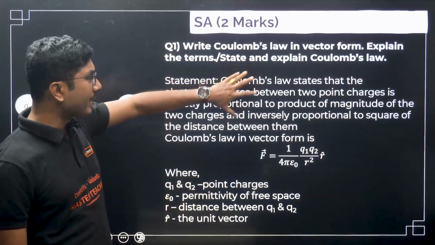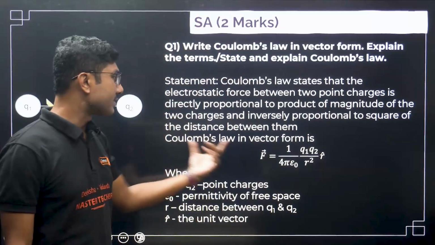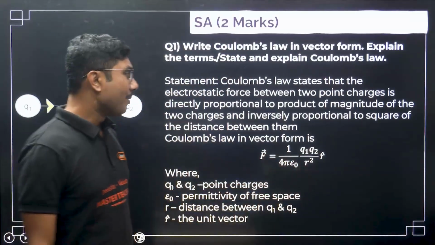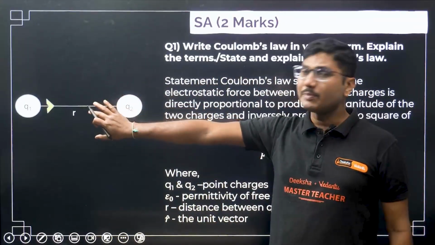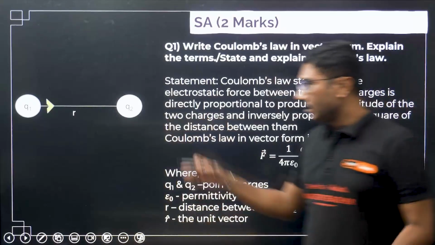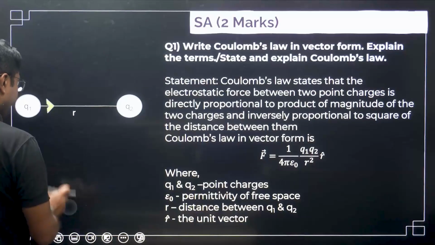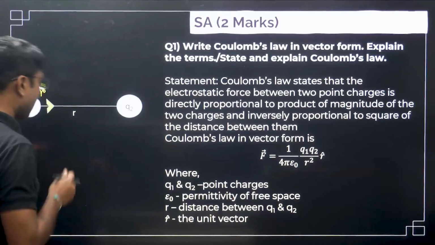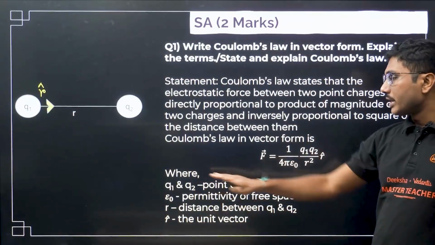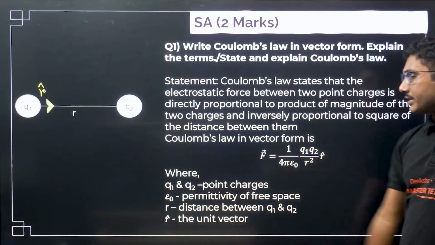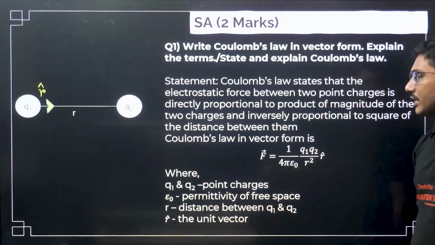If they ask you for the statement, you have to write the statement. If they just ask you for Coulomb's law in vector form, you can start from this equation directly. But this equation is incomplete without an accompanying diagram. This is the simplest possible diagram that you have to draw. There are other diagrams as well, one of them is given in your textbook, but this is the simplest possible diagram. Now here you have to mention the terms. Q1, Q2 are point charges, epsilon naught is the permittivity of free space, r is the distance between Q1 and Q2, r cap is the unit vector.